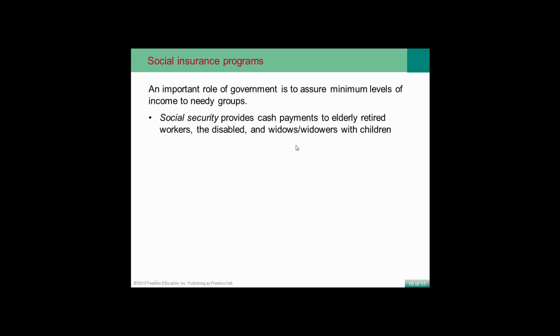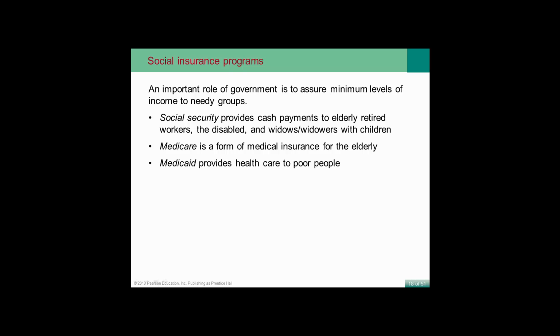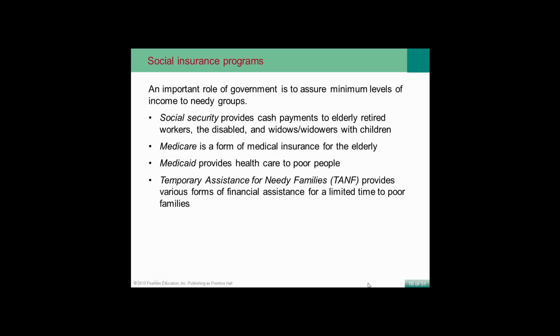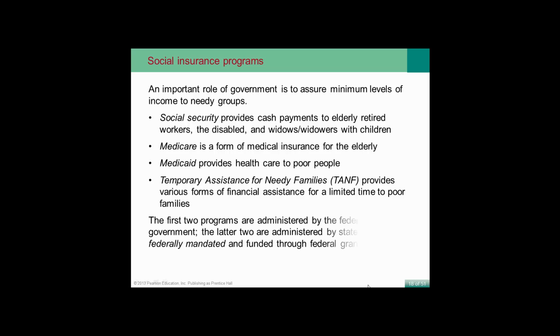An important role of the government is to assure minimum levels of income to needy groups. Social Security pays benefits to the elderly, retired workers, disabled, widows, and widowers with children. Medicare is a form of medical insurance for the elderly. Medicaid provides health care to the poor. Temporary Assistance for Needy Families, or TANF, provides various forms of financial assistance for a limited time to poor families. The first two programs are administered by the federal government, and the latter two are administered by states, but are federally mandated and funded through federal grants.